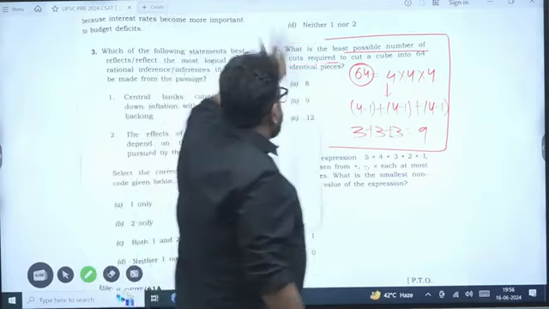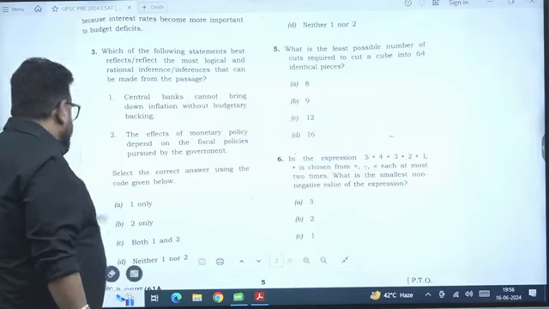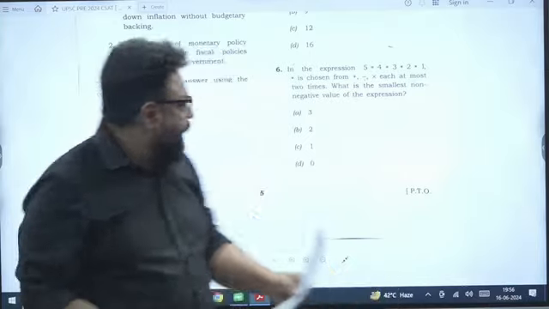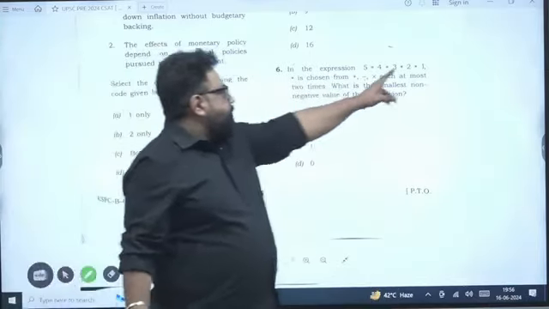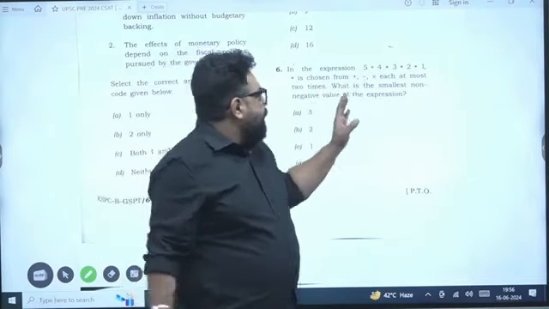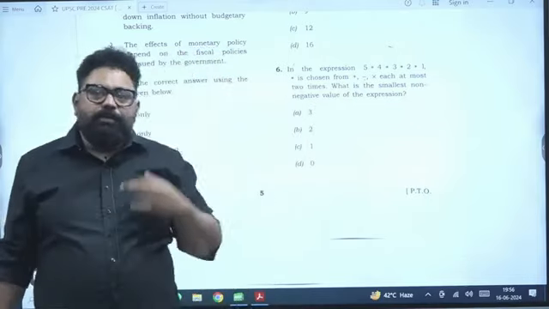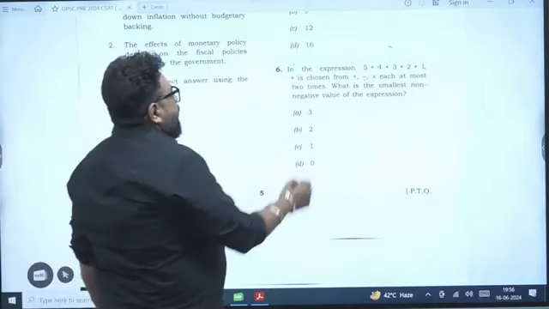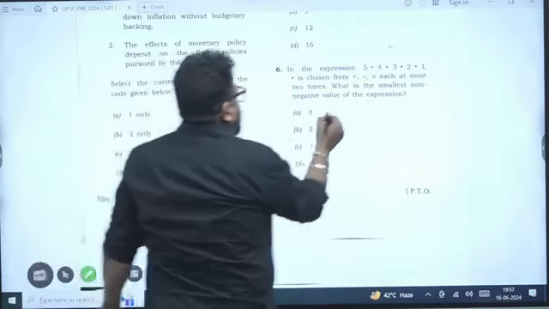So I am going to my next question, that is question number 6. Again, I think if your basics are very right, you would be easily able to do these questions, right? Now he says in the expression, there is a star everywhere and it has to be replaced by a positive, negative or multiplication sign, each at most 2 times. Then he says, what is the smallest non-negative value of the expression?